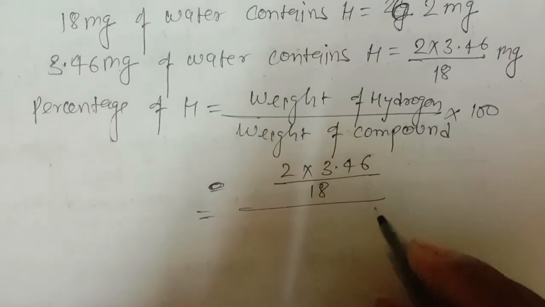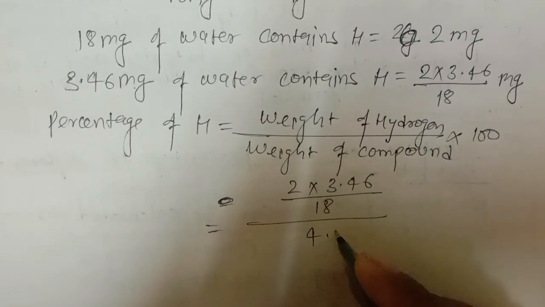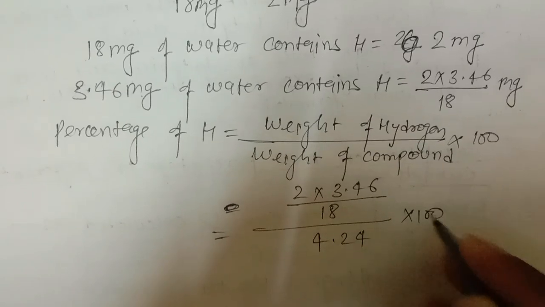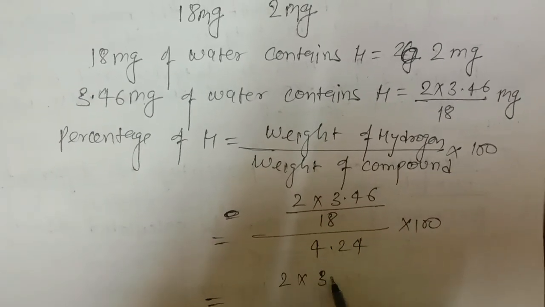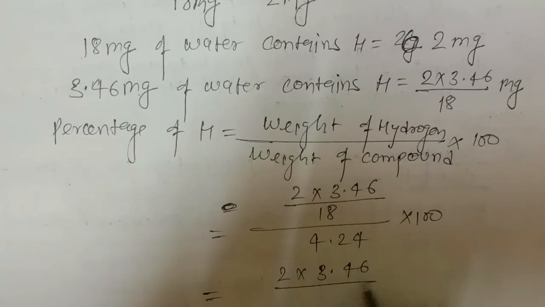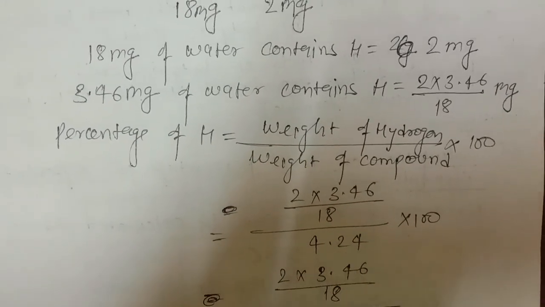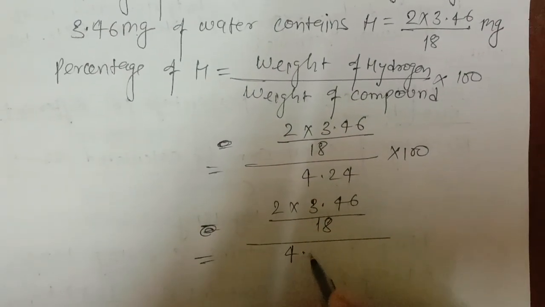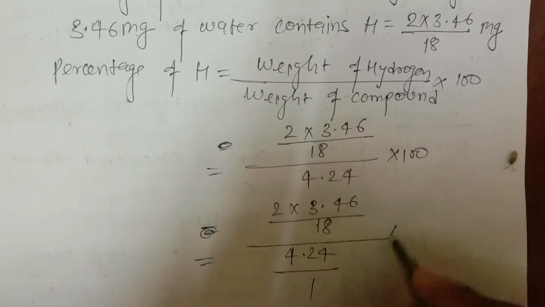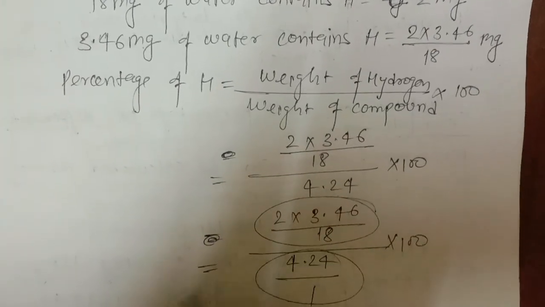What is the weight of the compound? 4.24 into 100. So again we will solve here. We can write this as 2 into 3.46 upon 18, and you can write this expression as 4.24 upon 1 into 100. By solving, you can reverse this.